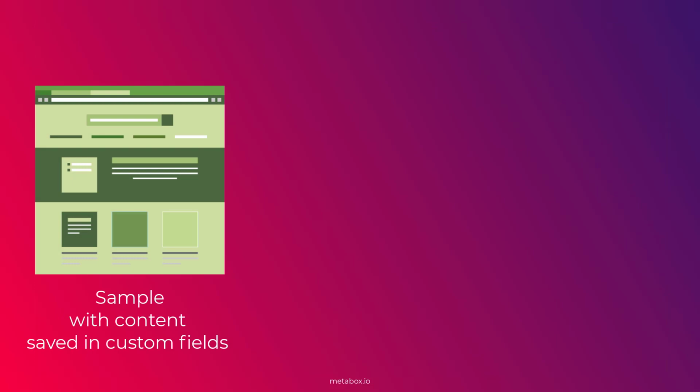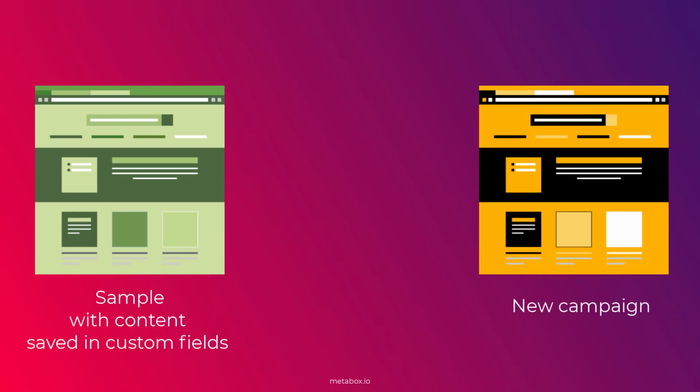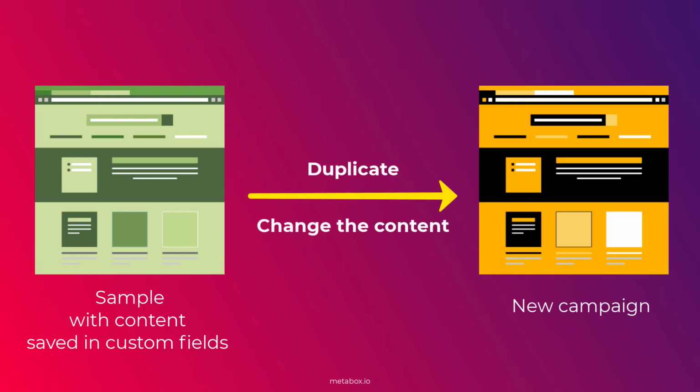Now, I'm offering a comprehensive solution for these cases. Just make a page as a sample with content saved in custom fields, have a template for it with a perfect interface. Then, when having a new campaign, just duplicate the page, change the content from the fields. You'll have a new landing page with new messages without touching the template anymore. Does it make sense to you? Just follow this practice to know how.